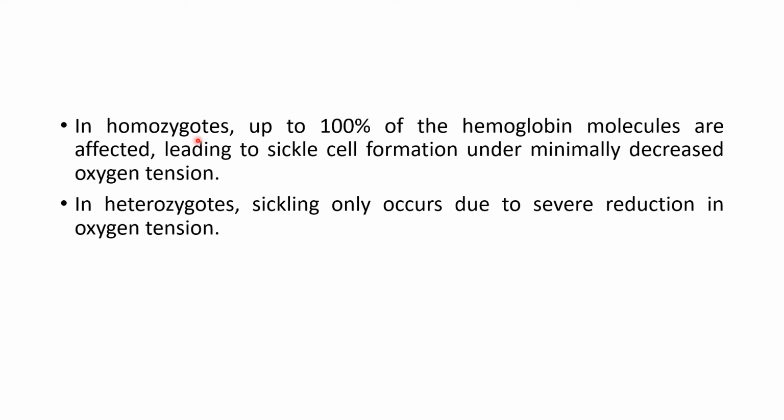In homozygotes, up to 100% of hemoglobin molecules are affected. Already we have seen in homozygotes, both alleles are abnormal. So 100% of hemoglobin molecules are affected, leading to sickle cell formation under minimally decreased oxygen tension. In heterozygote, that is sickle cell trait, only one hemoglobin is abnormal, the other is normal. So sickling occurs only due to severe reduction in oxygen tension.